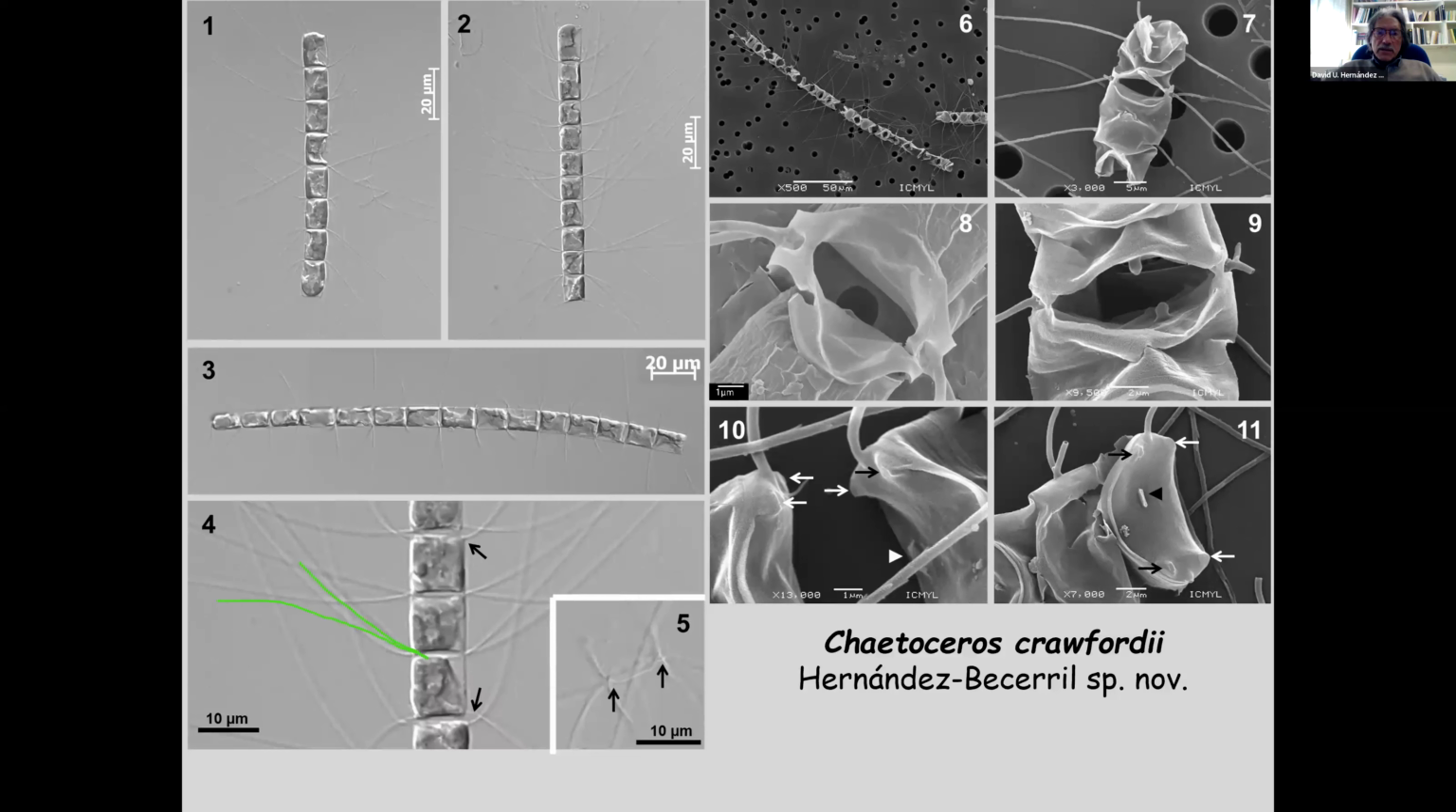And this is a chain-forming species, very long. And you can see that it is joined not only by the setae, which are fused, but also these small bridges in figures number 8 and 9. You can see the bridges, which are joined by silica. And in figure number 10, you can see the elevations of these structures separating chains. Yes, this is also shown in figure 11.